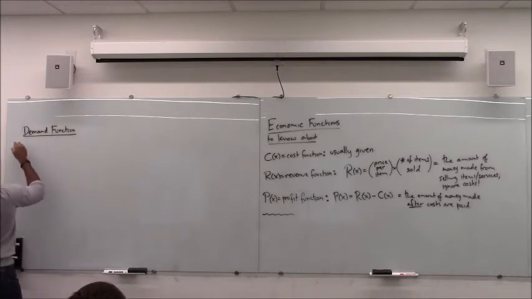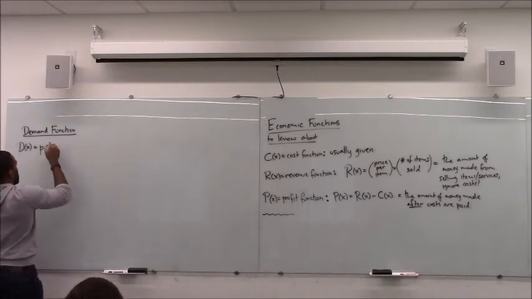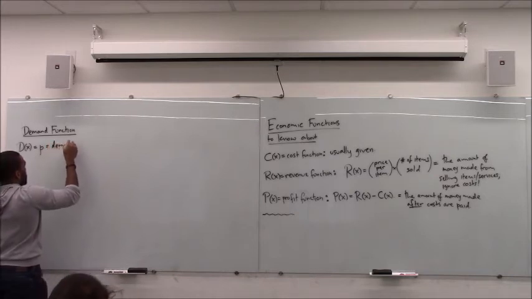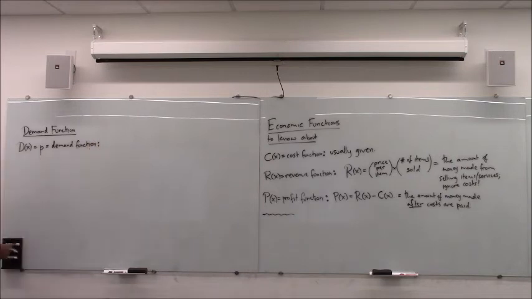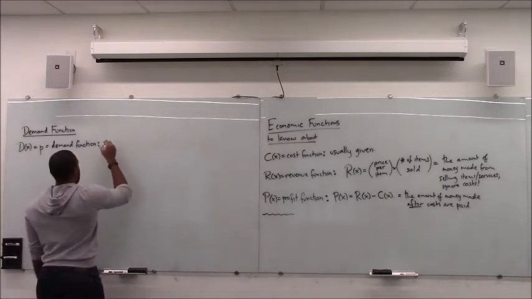So we might call this d of x, or we might call this little p. And this is the demand function. The demand function is also going to be given, because that is also something that you won't know unless you actually go out in the real world and do research. You can't actually mathematically derive this function, right? So this is again given.